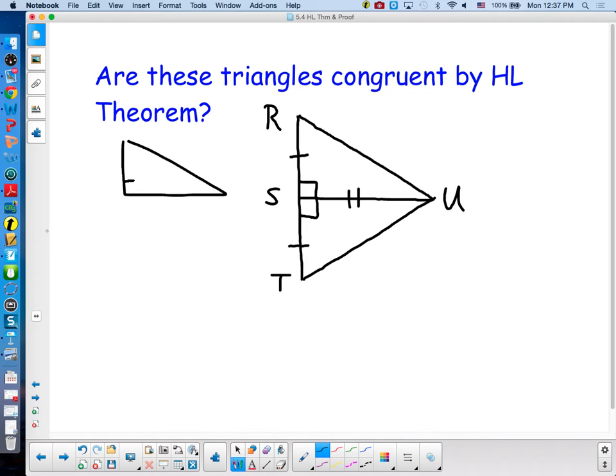Correct. This one is side angle side. It's not hypotenuse leg. So correct. Well, you got that right. So the answer was no. It's side angle side instead.